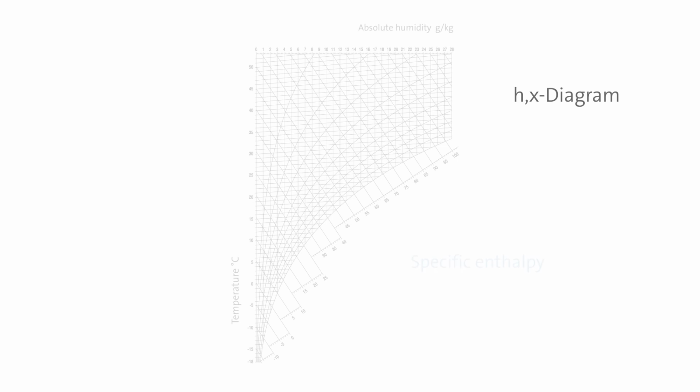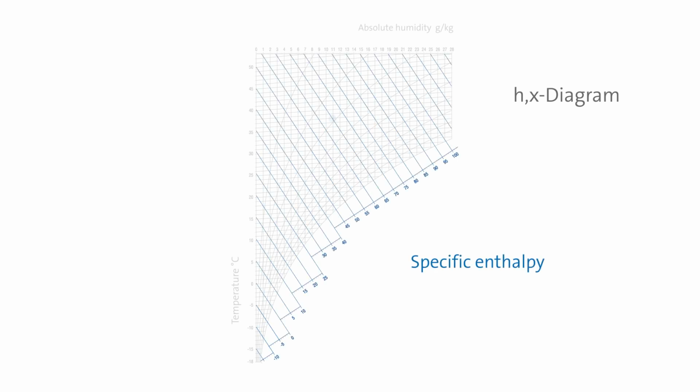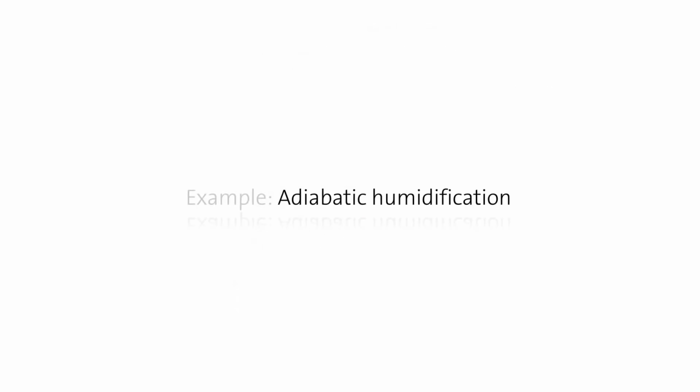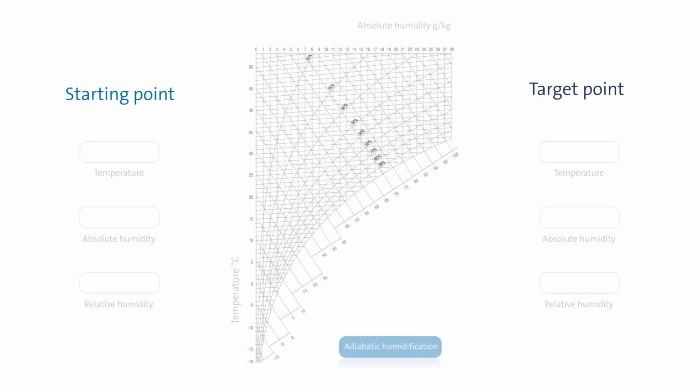The diagonal lines describe specific enthalpy. The temperature drop in an adiabatic humidification process is illustrated by these lines. Here's an example of how an adiabatic humidification process can be depicted in an HX diagram.